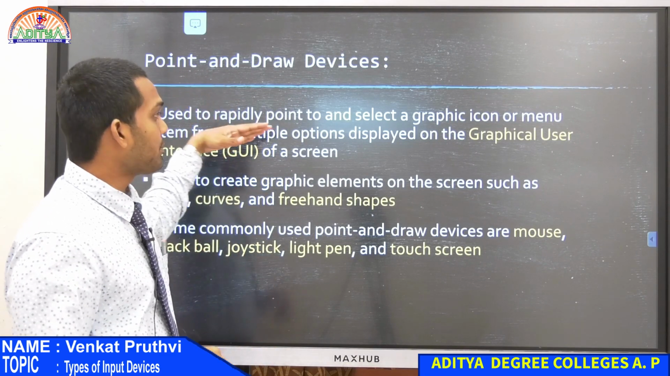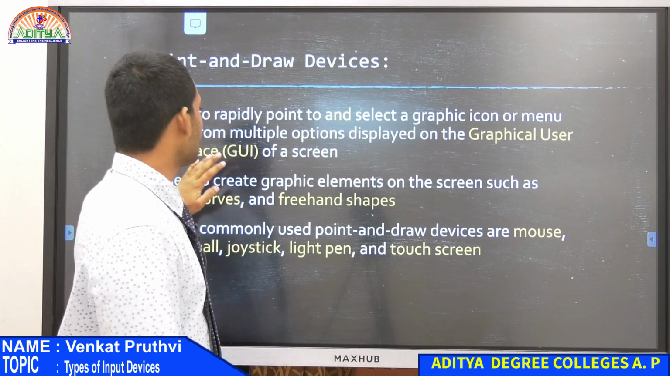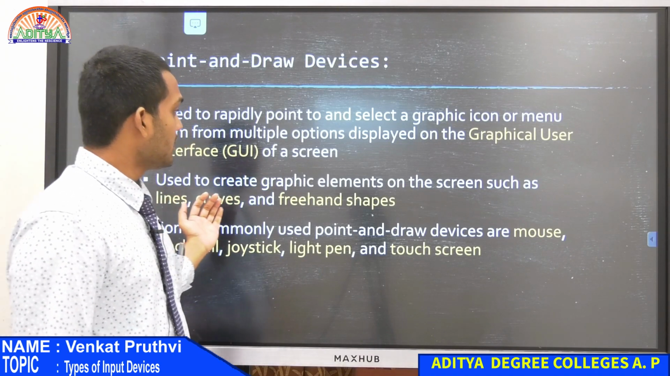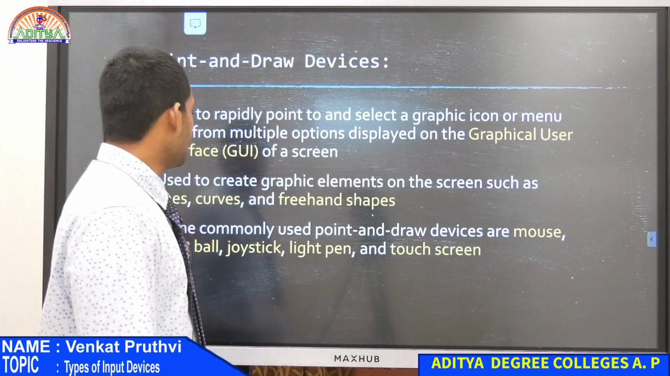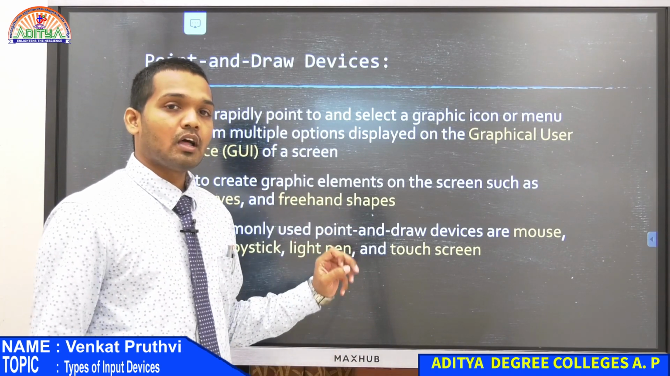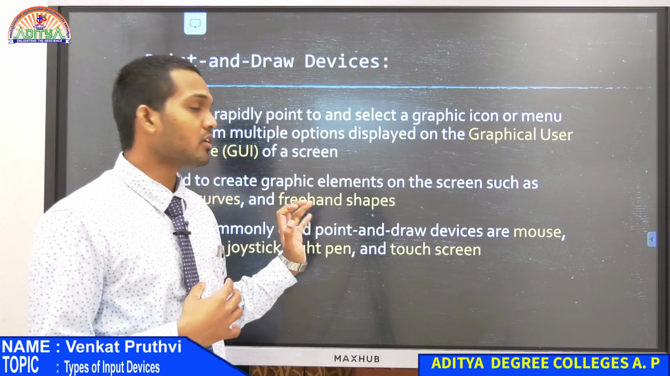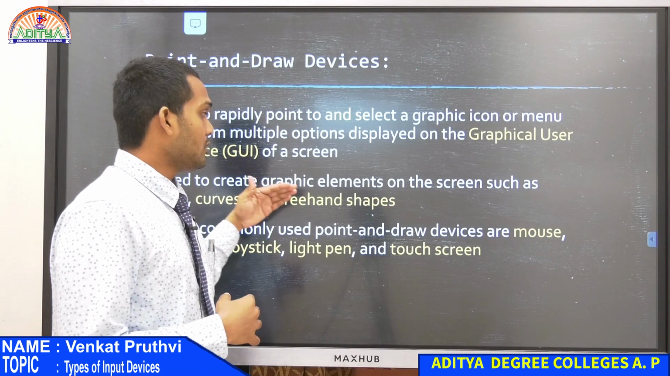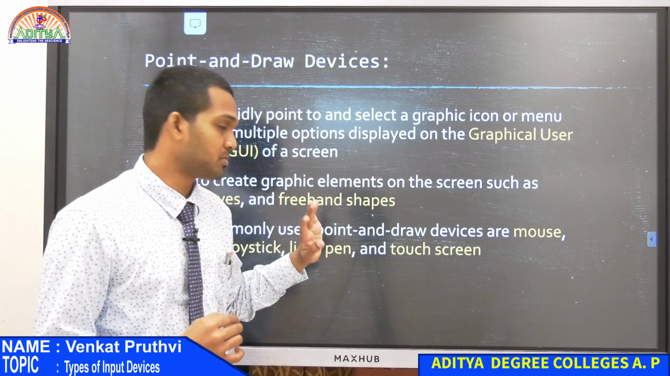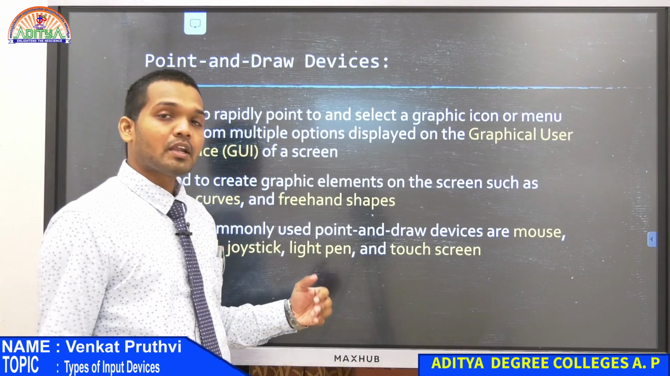They are used to rapidly point and select graphical icons that are present in the graphical user interface. That is point and draw devices. Now, they are used to create graphical elements on the screen such as lines, curves and freehand shapes. We are able to perform all this along with many other features, but majorly when you talk about point and draw devices, you can just mention they are used to create graphical elements on the screen such as lines, curves and freehand shapes.